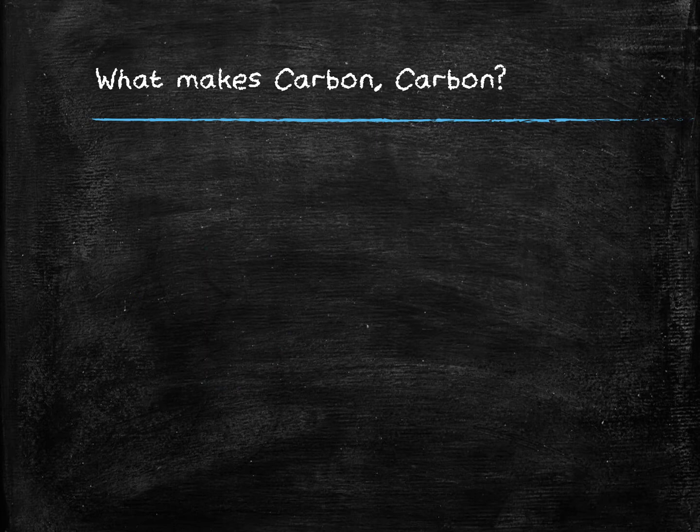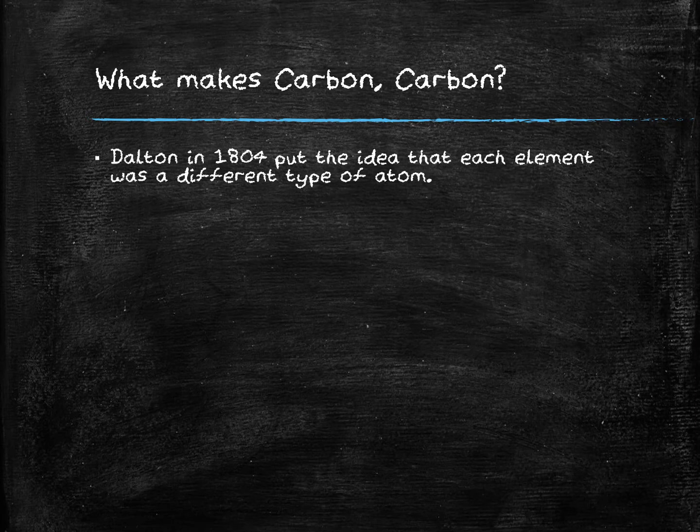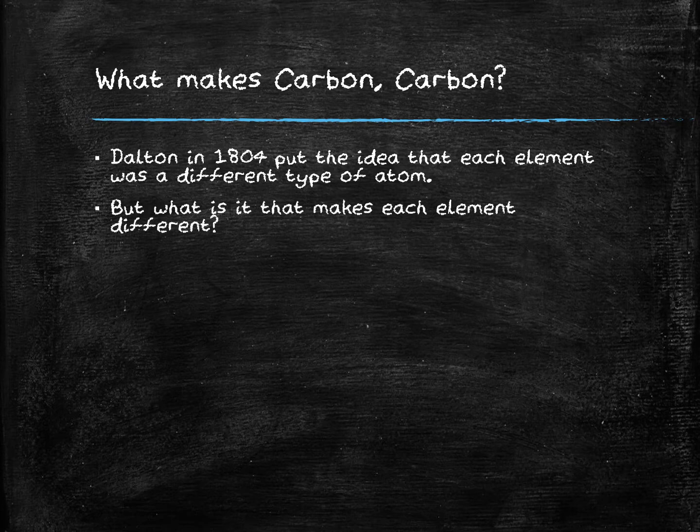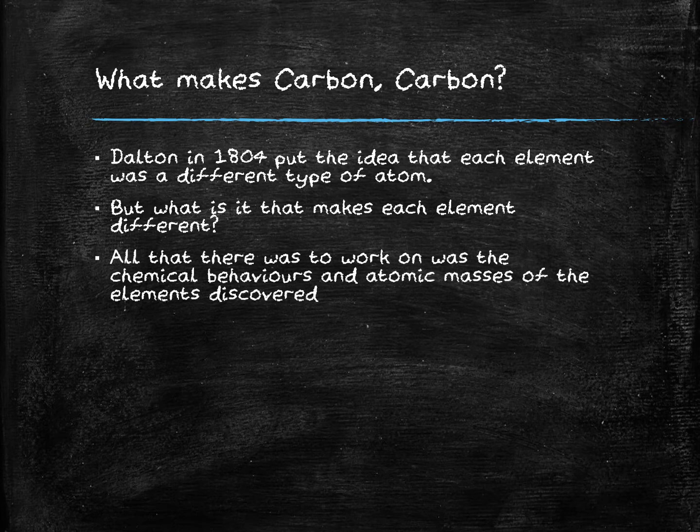One of the things that got glossed over a little bit in the process of discussing the development of the atom and the atomic model was what makes each element unique and its own element. Now, Dalton had already put the idea out there that these elements were all different types of atom. The question is, what made them different? Why were they different? All that Dalton had to work on was the idea that these elements, these different materials, had different chemical properties, and at that time they had managed to determine rough approximate atomic masses for a lot of these different elements.